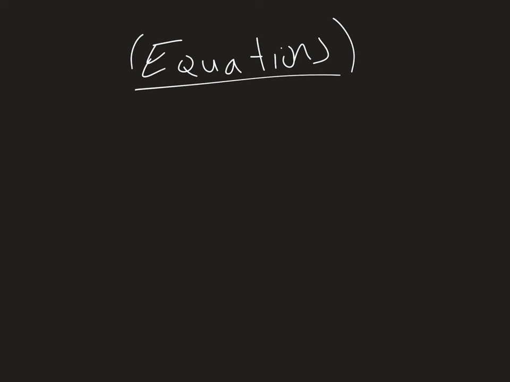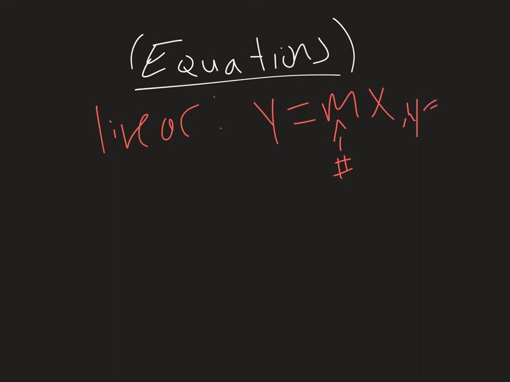And finally, if we look at equations. If we're looking at a linear equation, there are two possibilities. Either we'll have y equals mx, where m is a number, or we'll have y equals mx plus b, where m and b are both numbers. The important thing to note here is that there is no power on x, or I guess if there is a power, it's 1.